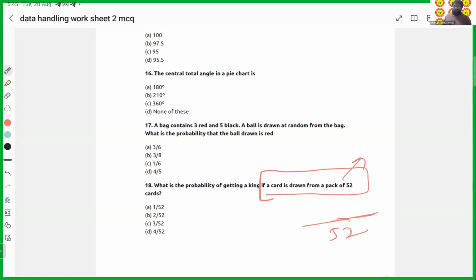That is wrong. You don't have to do simplification here. Like 1 by 13, sir, I got. No, it's wrong. The answer is 4 by 52, as there are 4 kings in a deck of cards. You know a deck of playing cards, right? Yes, sir. In a deck of playing cards, you have 4 kings. Okay. Sir, I got 4 by 52, sir.